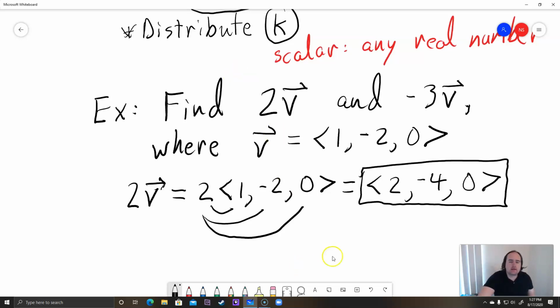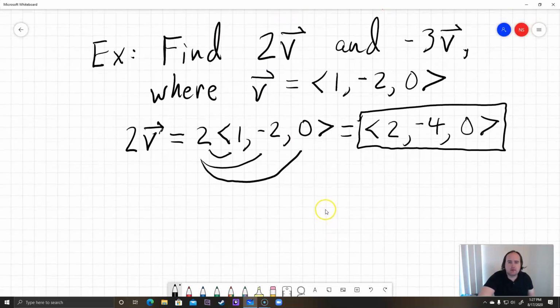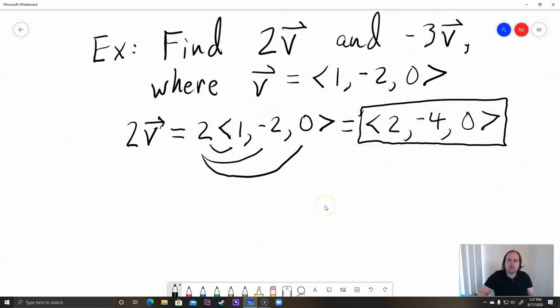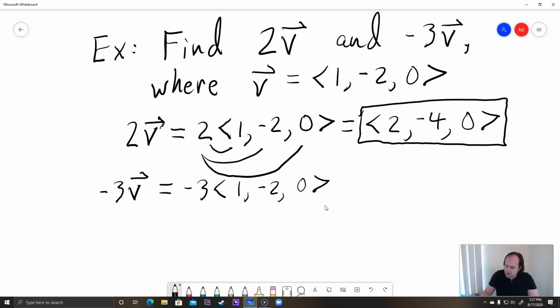So most people find scalar multiplication to be pretty straightforward. It's not so bad. And then they also wanted us to find negative 3v. So we're going to be doing the same idea. It's just here we're going to be distributing a negative 3. So negative 3v is going to be negative 3 times 1, comma, negative 2, comma, 0. And we're going to be distributing the minus as well as the 3. So that's going to change the sign of each of those components.